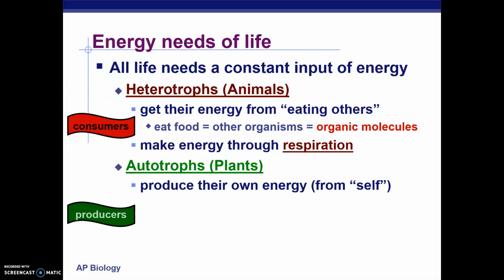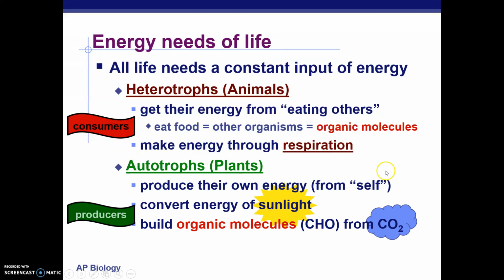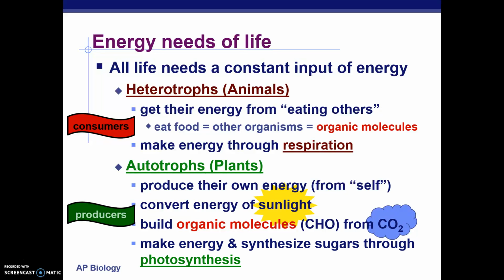Those are the consumers, and then we have autotrophs, or plants, who are producers who produce their own energy, and they use the energy of the sunlight and build their own organic molecules from carbon dioxide from the air, and that is photosynthesis. The organic molecules that plants fix by using the sun's energy are consumed by heterotrophs. So it is basically the carbon cycle.